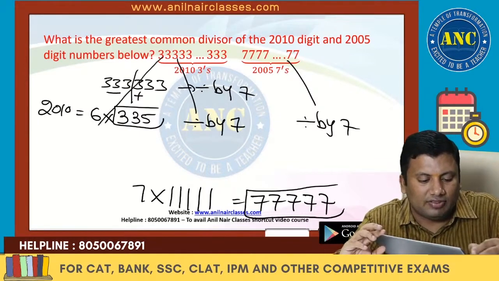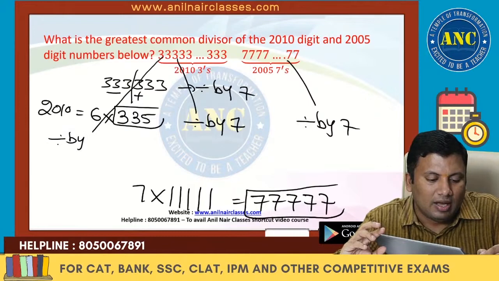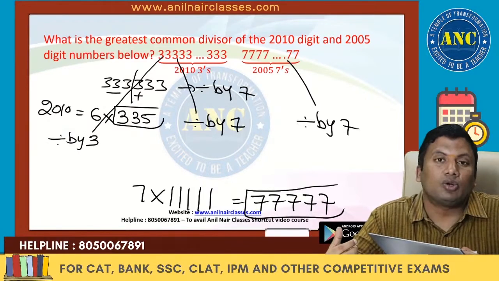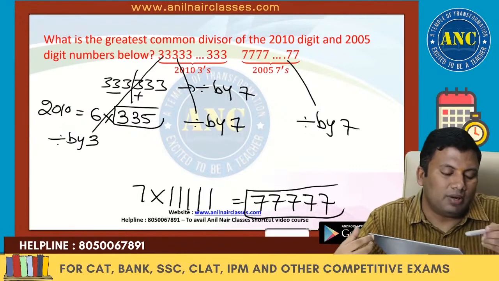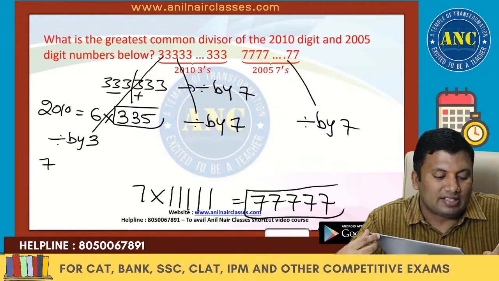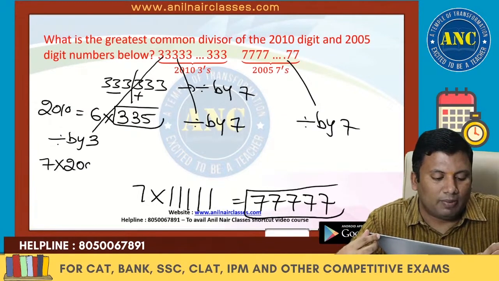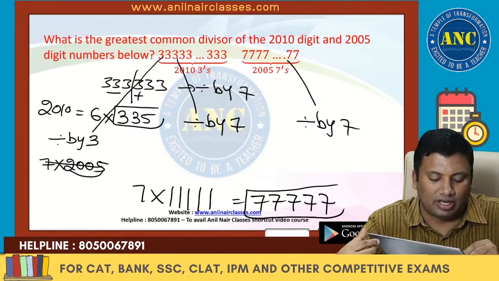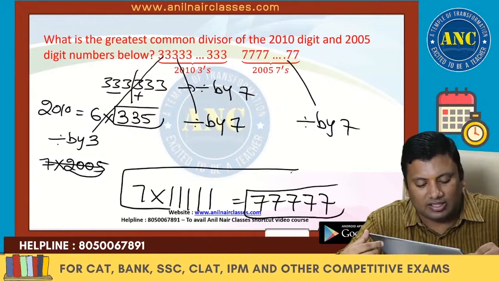Let's see here. This is divisible by 3 because of 333 and so on. 7 written 2005 times. What is the divisibility rule of 3? The sum of the digits should be divisible by 3. 7 sevens are 49, which is not divisible by 3. So therefore you will get only one 7.